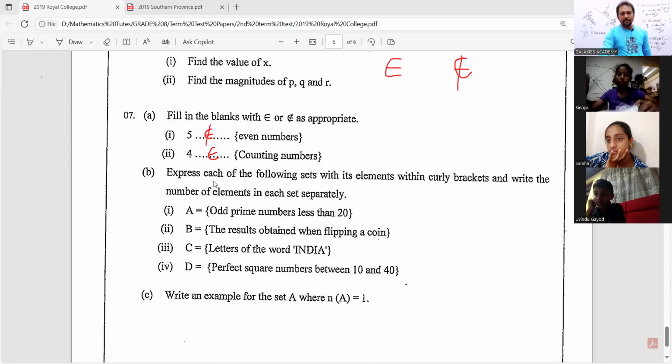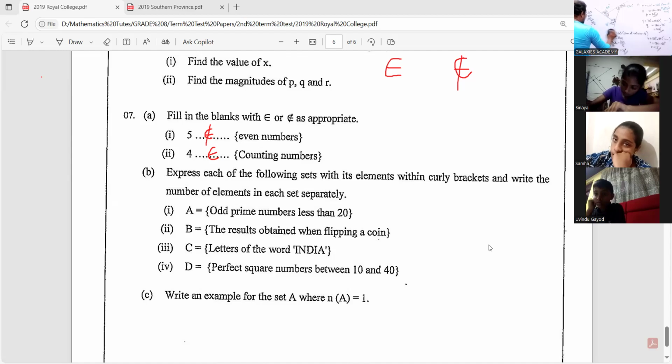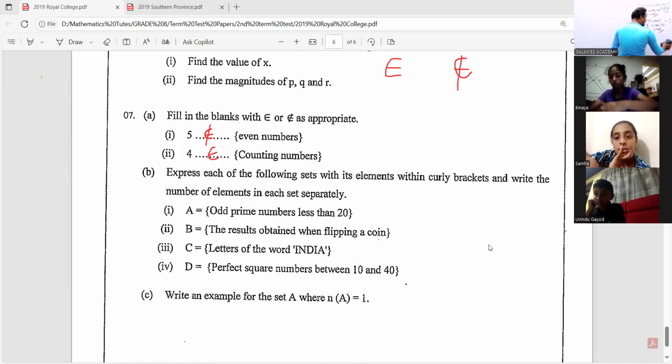Simple B, look at. Express each of the following sets with its elements within curly brackets and write the number of elements in each set separately. There are 4 sets given. Right, list of element method you have to use, right? Also you can use 3 methods to represent a set: descriptive method, list of element method, and Venn diagram method. This question is given in descriptive method, you have to use the list of element method to write the answers.